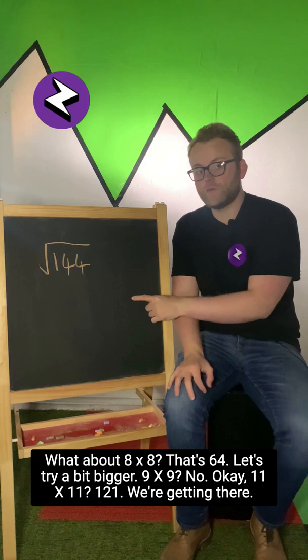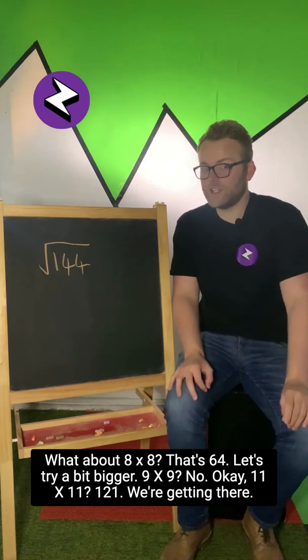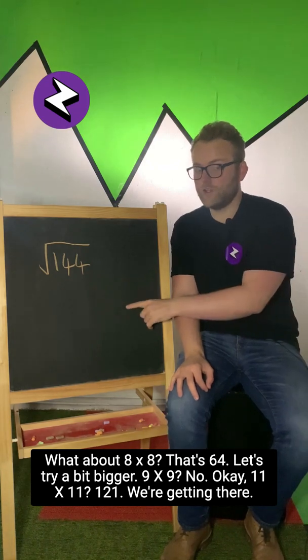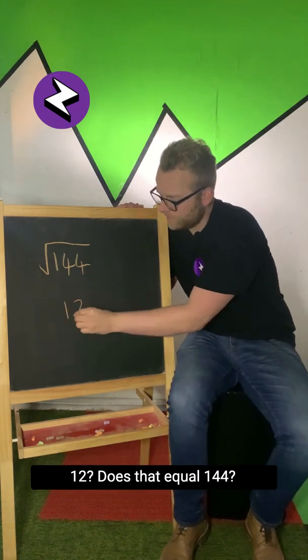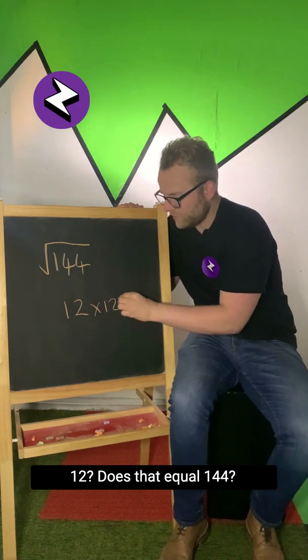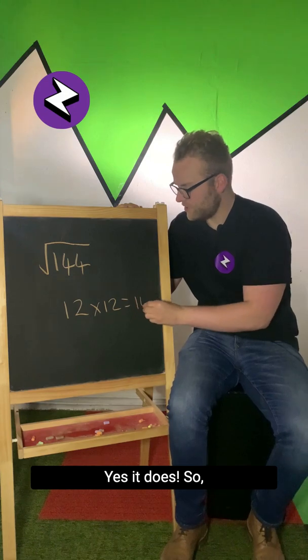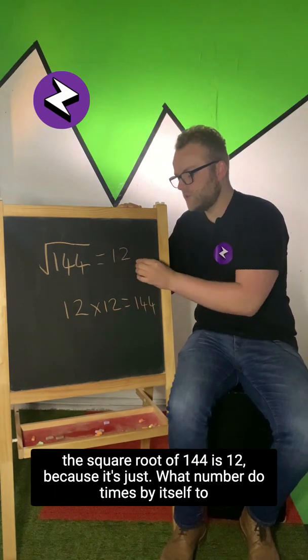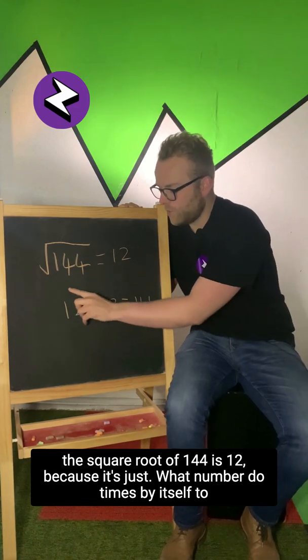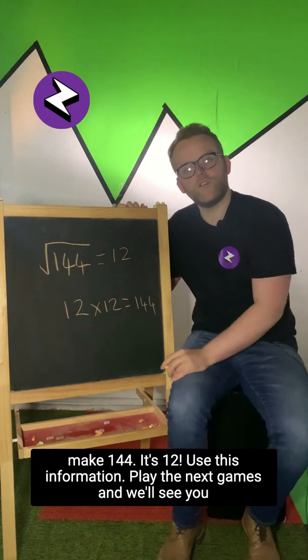What about 9 times 9? Good, no, it's not that one. Okay, 11 times 11? That's 121, we're getting there. So what about 12 times 12? Does that equal 144? Well done, yes it does. So, the square root of 144 is 12 because it's just what number you times by itself to make 144.